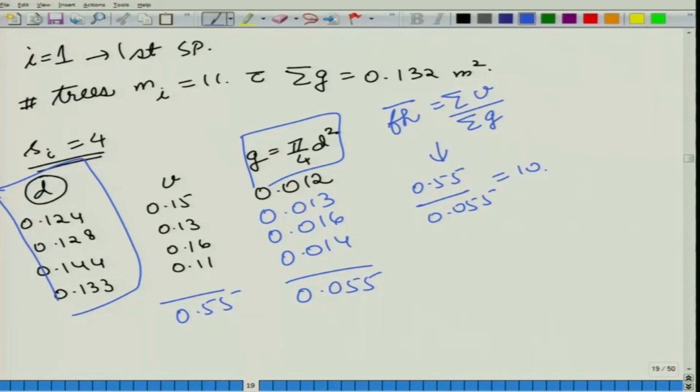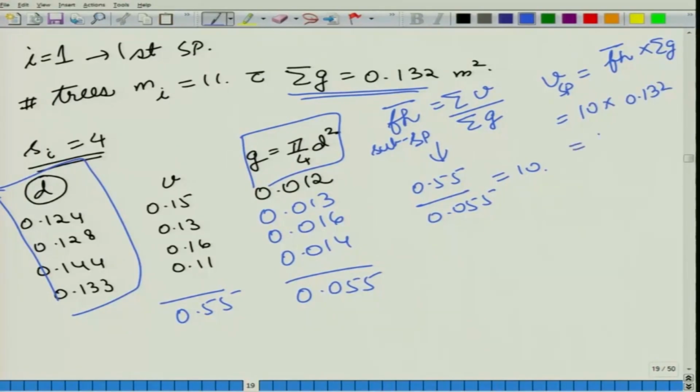Now, what is the volume for the first sample plot? So, this one is for the subsample plot and this one is for the sample plot. The volume is given by the average form height multiplied by the sum of the basal areas. So, this is 10 into 0.132, which is equal to 1.32 cubic meters. So, for the first sample plot we got the volume as 1.32 cubic meters.